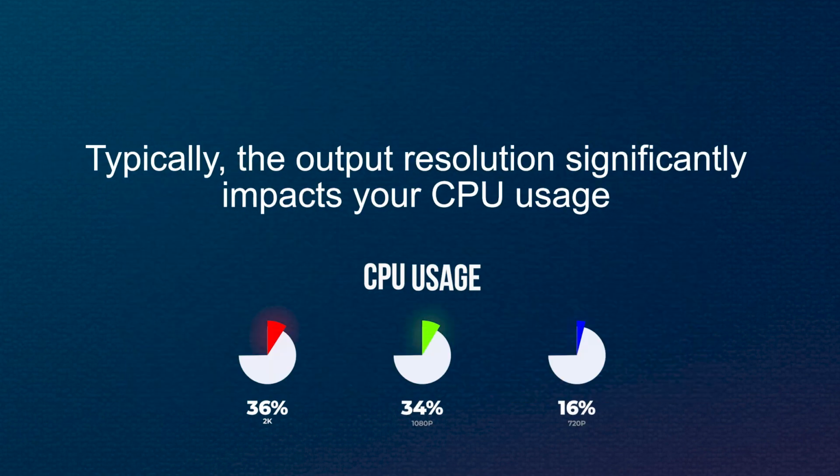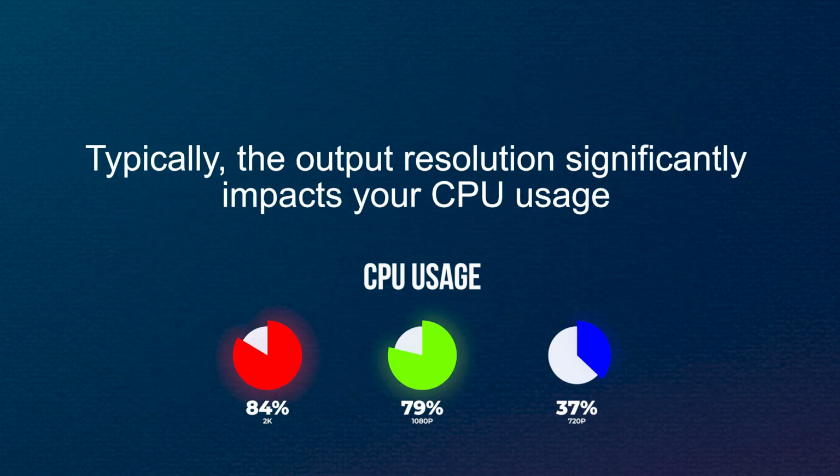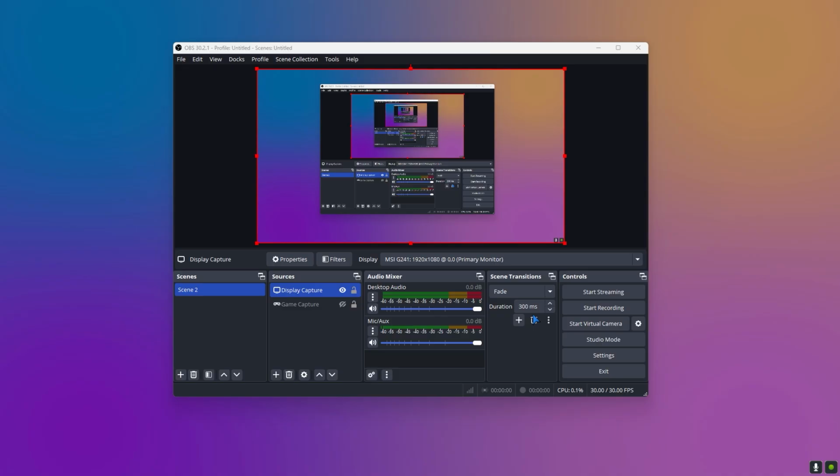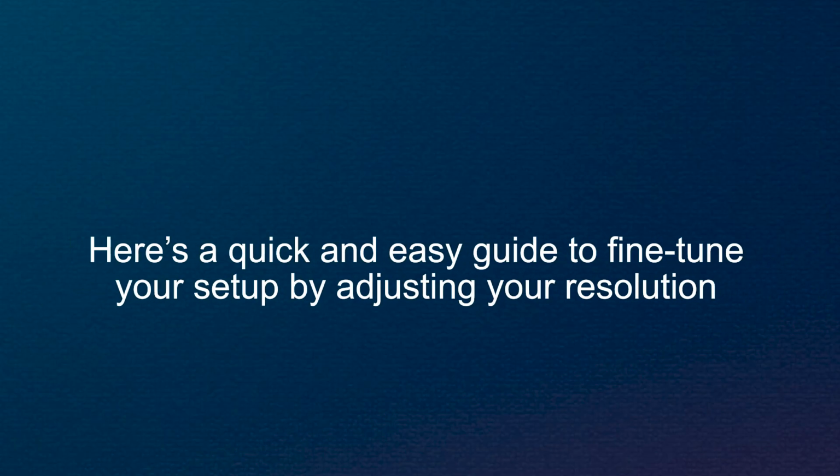Typically, the output resolution significantly impacts your CPU usage. Higher resolutions require more CPU power to encode the game. So let's modify it and see if your computer runs smoother. Let's get your OBS settings dialed in for perfect recordings. Here's a quick and easy guide to fine-tune your setup by adjusting your resolution.